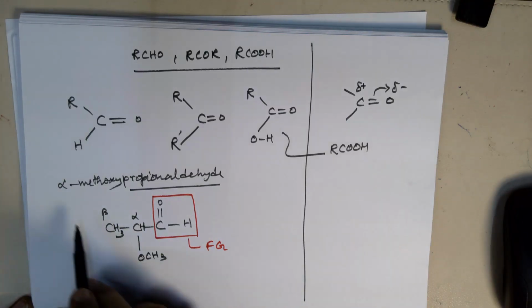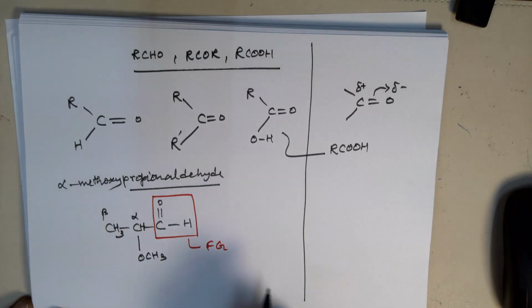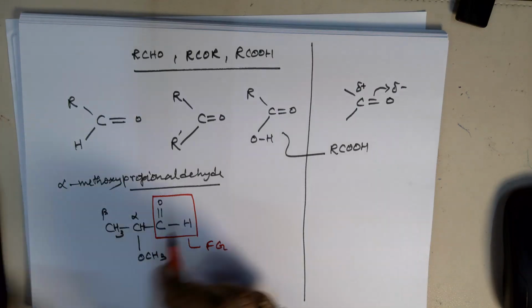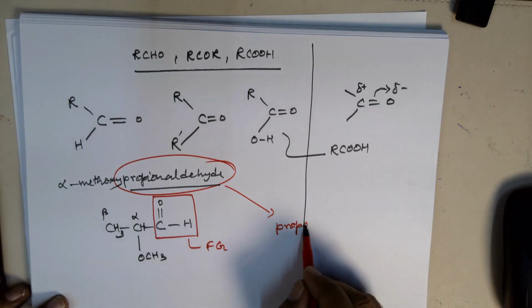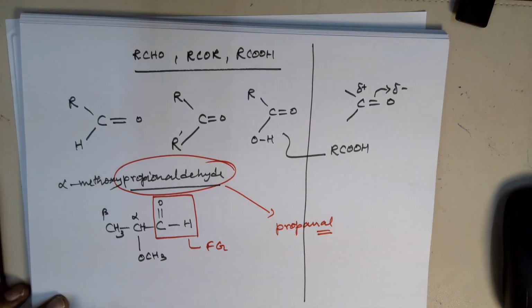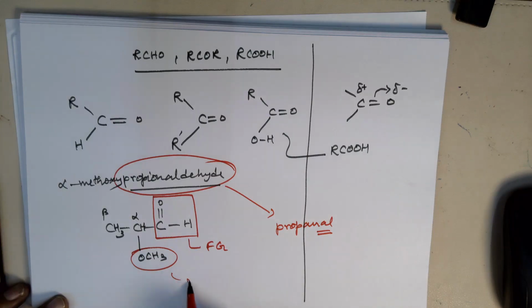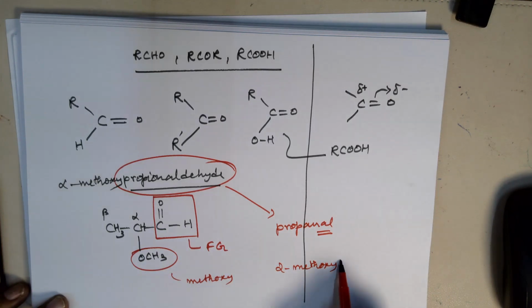So what do you call it? Alpha methoxy propionaldehyde. And you can call it by IUPAC also. So propionaldehyde can be called propanal by IUPAC, right? Propanal. And here, this is the first position, this is the second position. You got methoxy. So this is the methoxy group. So it is present in the second carbon atom. So you can call it 2-methoxypropanal.